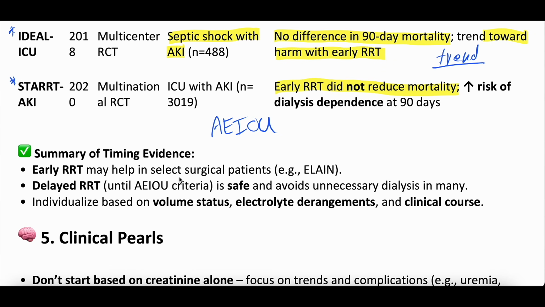Early renal replacement therapy may be helpful in select surgical patients based on the ELAIN trial, but that's tough to say for sure. Delayed renal replacement therapy, aka waiting until you get an emergent indication like the AEIOU criteria, is safe and avoids unnecessary dialysis in many patients, right? Some of those patients will get better and not need dialysis. So individualize it based on volume assessment, electrolyte derangements, and clinical course.